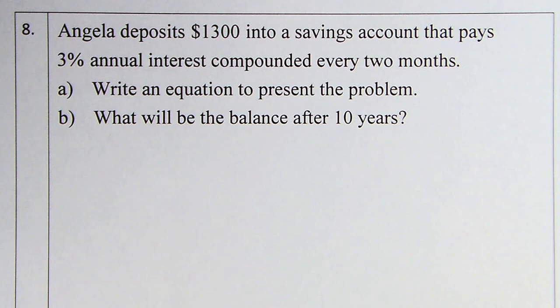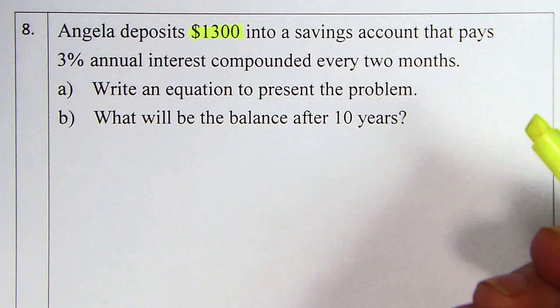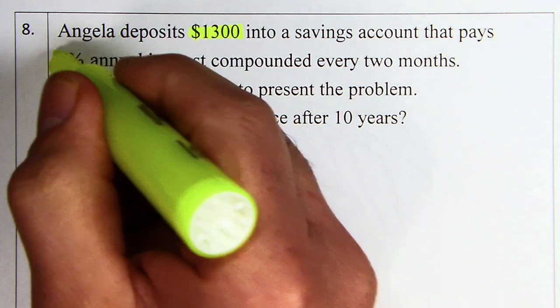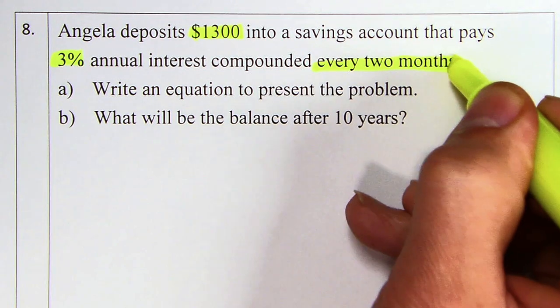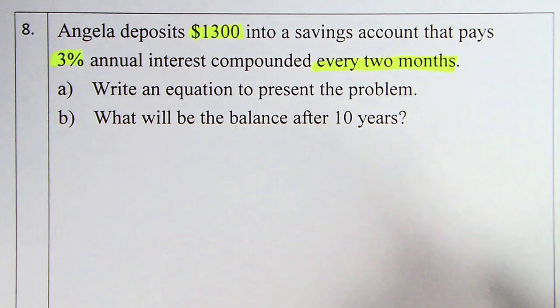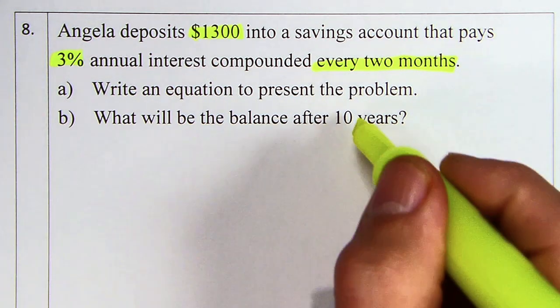Number 8. Angela deposits $1,300 into a savings account that pays 3% annual interest rate compounded every 2 months. Write the equation and what will be the balance after 10 years.